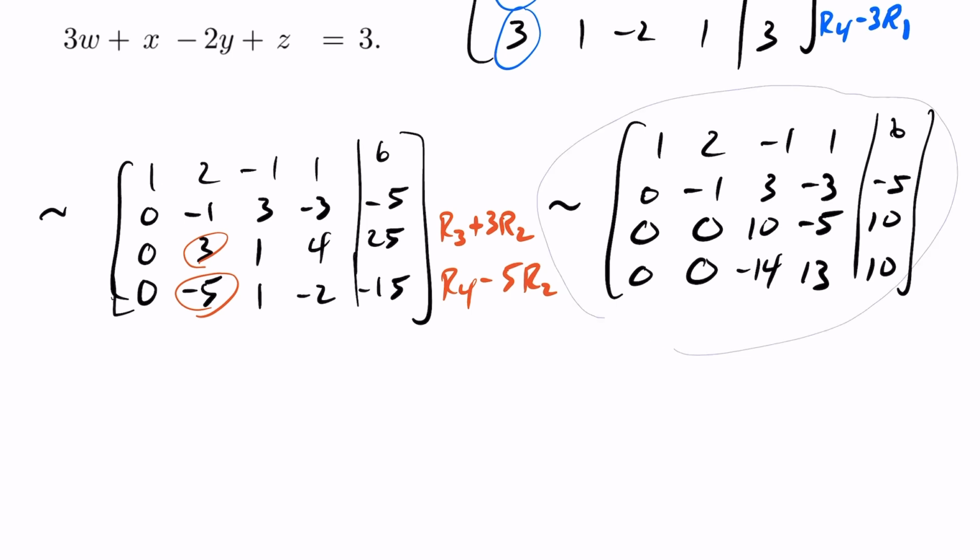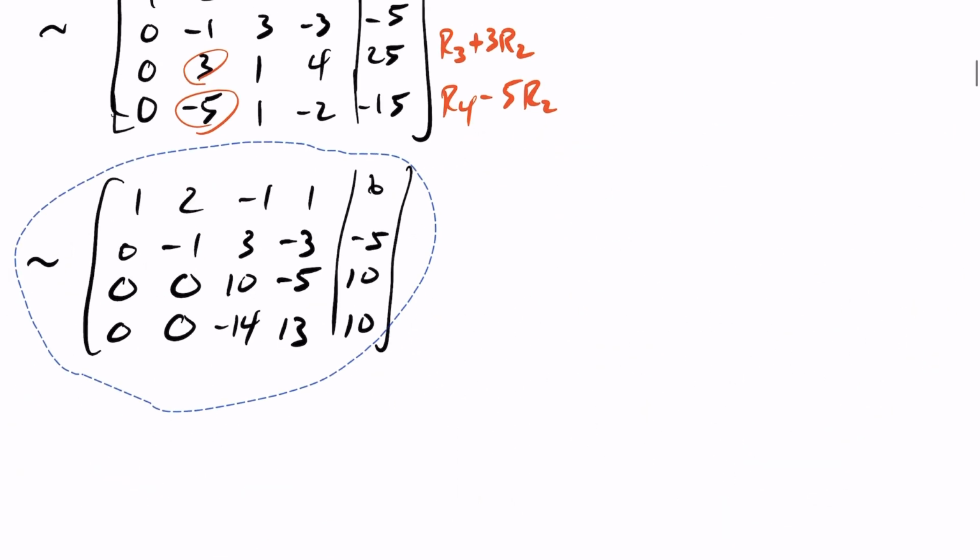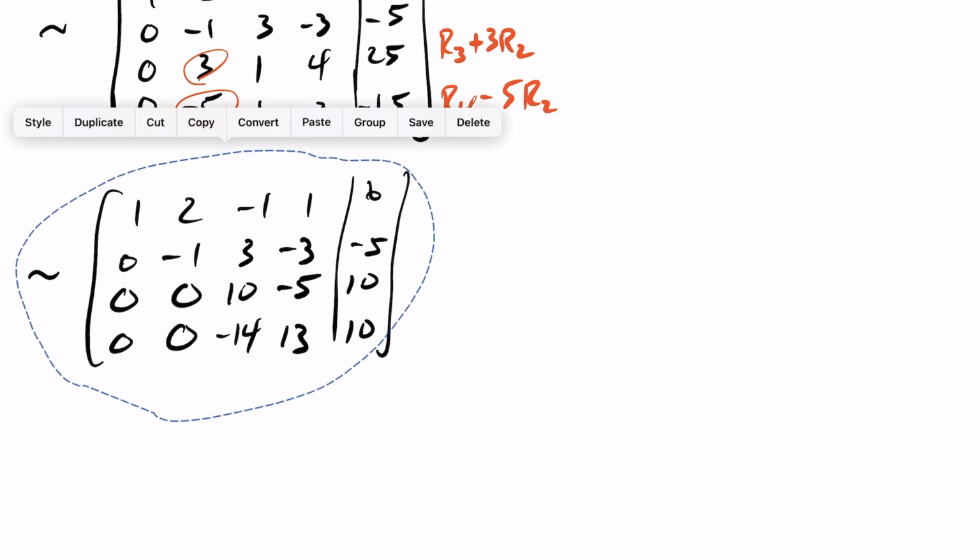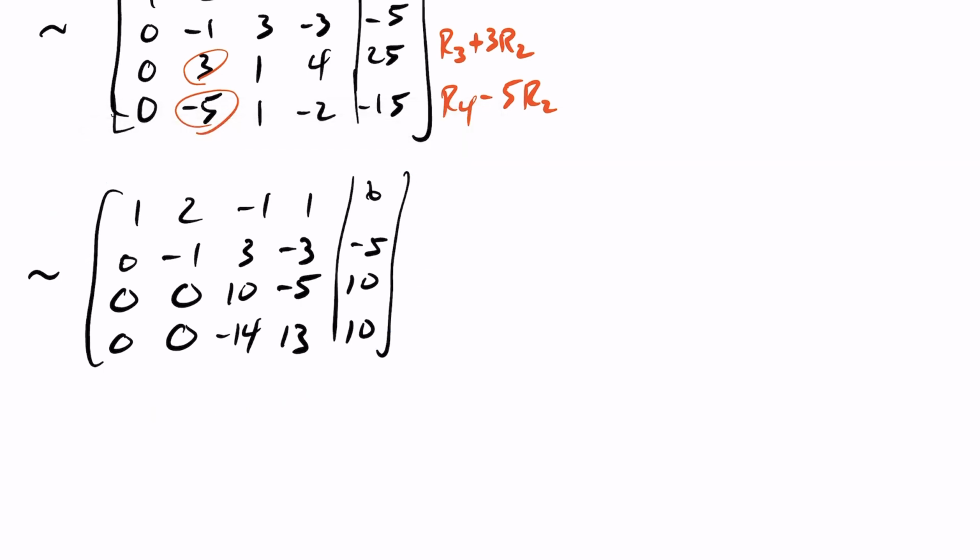So making our way along with this here and continuing this up here, I want to go ahead and now shift my anchor to row 3. And I just want to make this entry here a 0. A little bit of math involved with this. I'm going to take 10 times row 4 and add that to 14 times row 3.